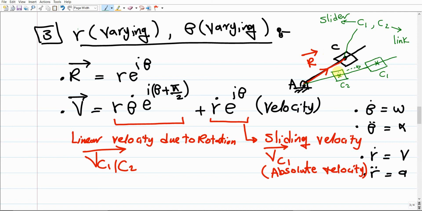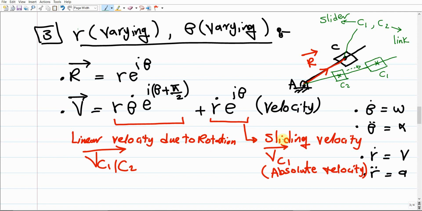We can find C2, then describe C1 with respect to C2 to end up with the overall velocity of point C with respect to point A. So this gives us the two parts of the velocity that we observe here, and this is their physical meaning for the case where a slider slides over a link. Make sense?